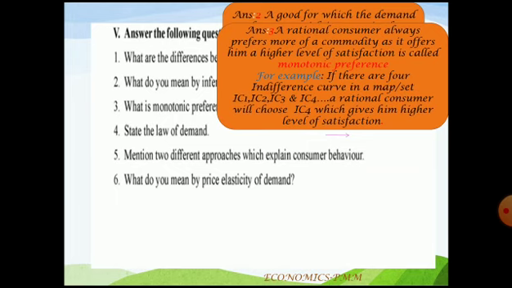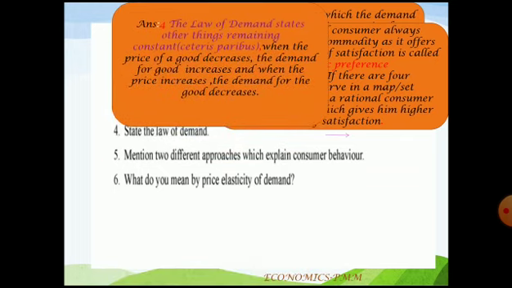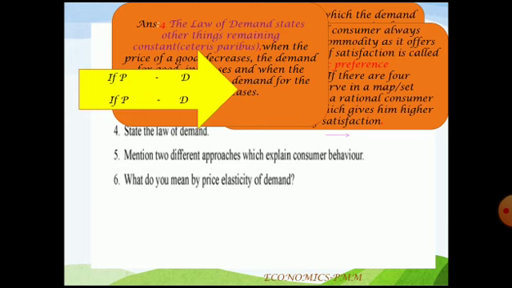Moving to the next very important law in economics, the law of demand. The fourth question is: state the law of demand. The law of demand states that, other things remaining constant, or ceteris paribus, when the price of a good decreases, the demand for the good increases, and vice versa, when the price increases, the demand for the good decreases. In short, there is an inverse relationship between the price of the commodity and quantity demanded.